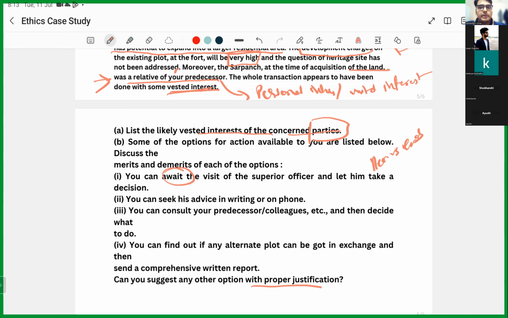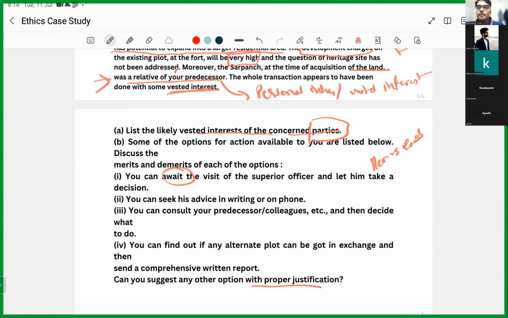You have applied team spirit and all, whatever it is. You can find out if any alternate plot can be got in the exchange, and then this should be opted in case we do not leave our question unaddressed. Which question? The Thakurgarh Court address question, unaddressed. So merit: all certifications will be done. This time the architect will also give it to you.